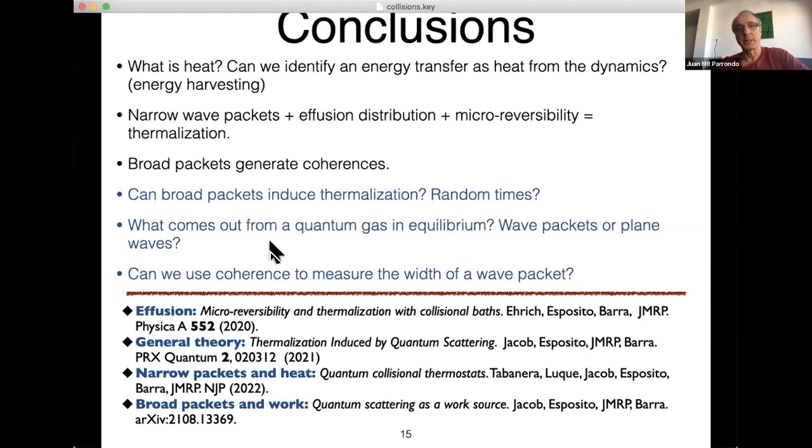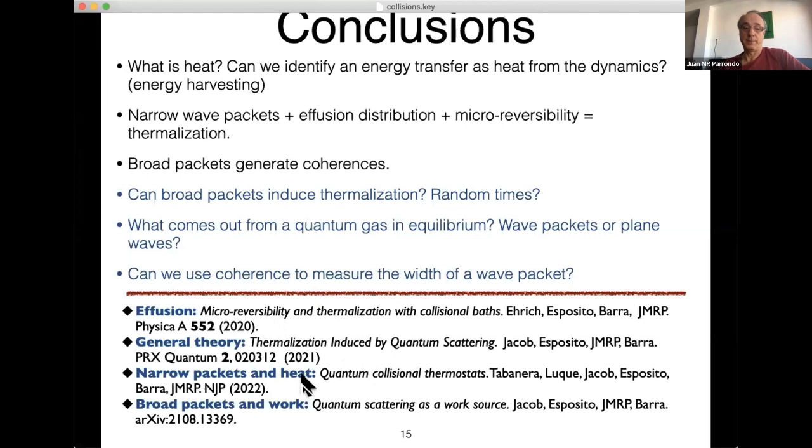We have to explore more if broad packets can induce thermalization by maybe randomizing the arrival times and things like that. Okay, and this is the paper here. In this first paper, we saw the conditions of micro reversibility and diffusion. This is the general theory where the collision, the scattering problem, is solved. And then we applied it to narrow packets. We explore here narrow packets and if the exchange of energy can be called heat.